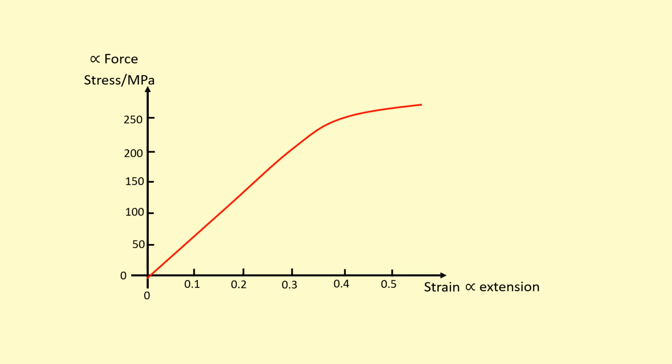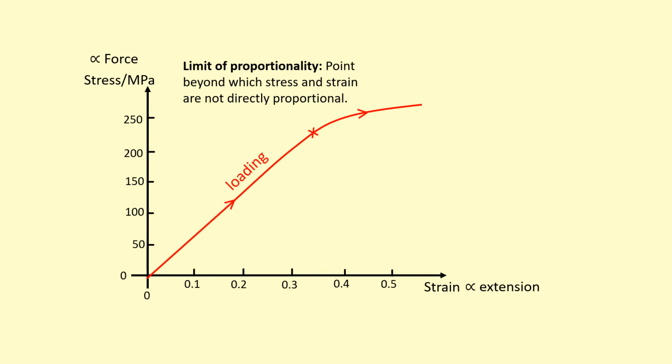So initially we're loading, we're adding weights, and we added so much that it's actually bending at this point here. So it's no longer directly proportional, it's no longer a straight line. So that's called the limit of proportionality, the point beyond which stress and strain are not directly proportional. Also, force and extension are not directly proportional.